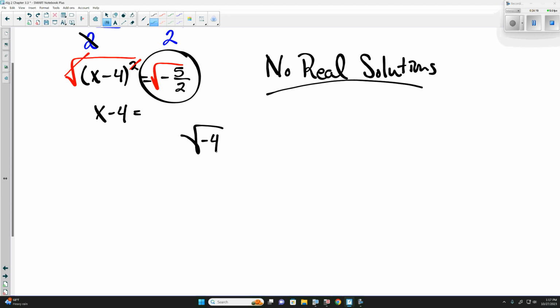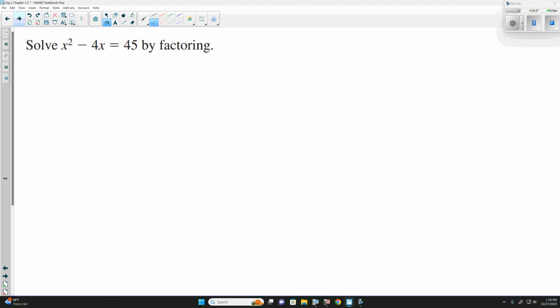This is part of the reason why we keep getting no real solution, is because we have this square root of a negative. It doesn't work. But there are ways to get the solutions. And we'll learn about them, the square roots of negatives, on Monday. And for now, there are no real solutions. We will get a solution eventually. Well, that's the end of the square root method. We're going to do a few by factoring, and then that will be the end of 3.3.